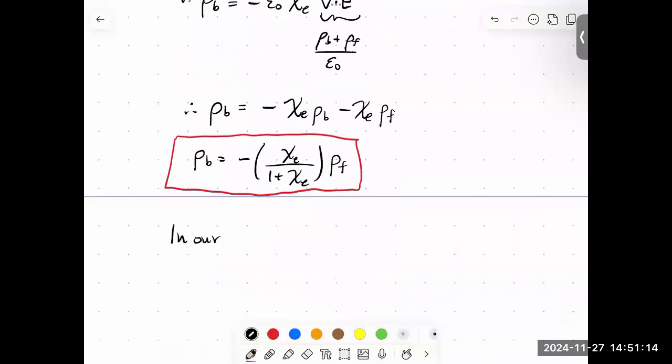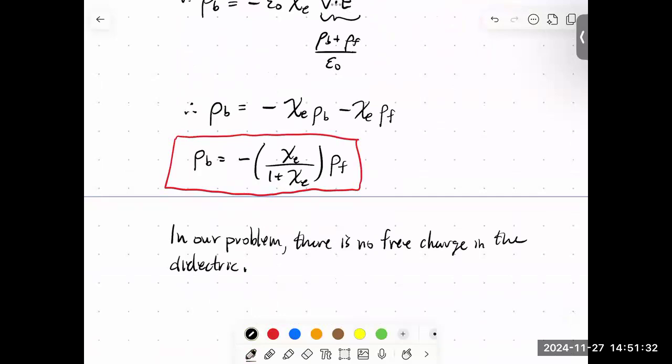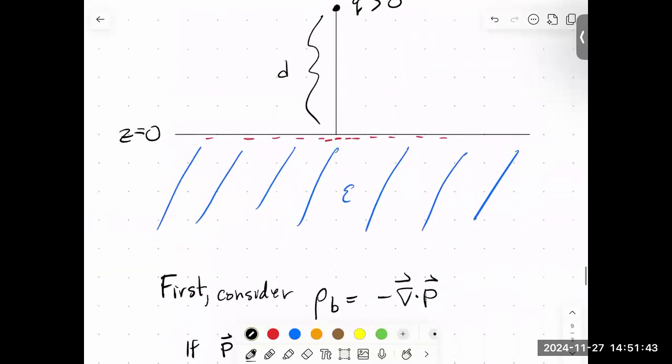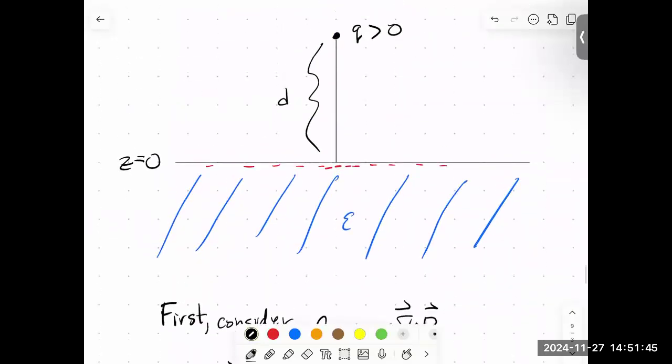But in our problem, there is no free charge in the dielectric. Therefore, rho B is equal to 0. All right. So that leaves us with just the surface charge density.